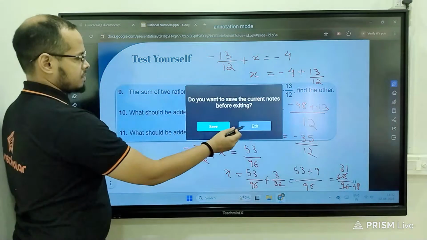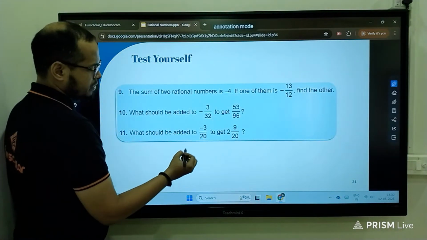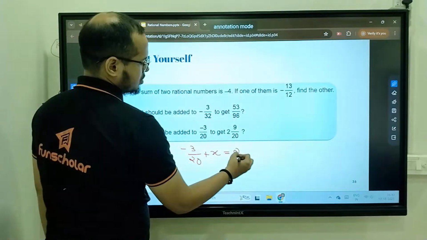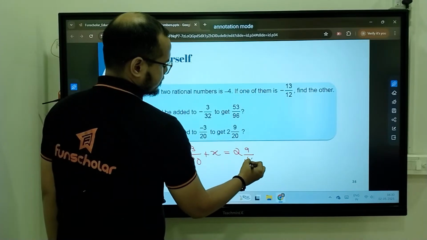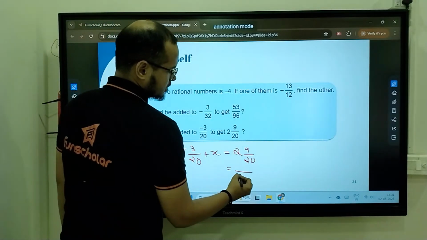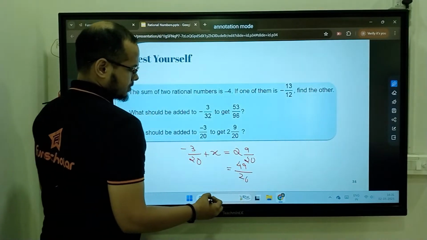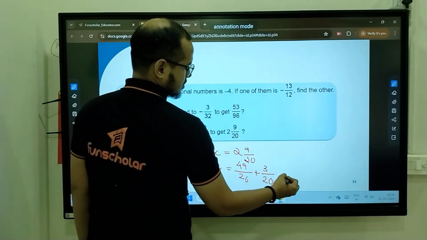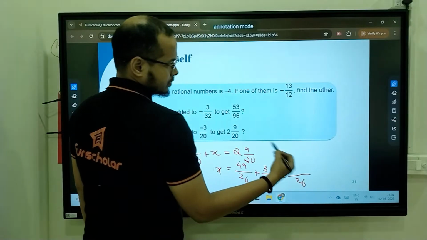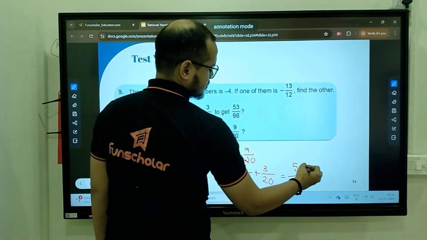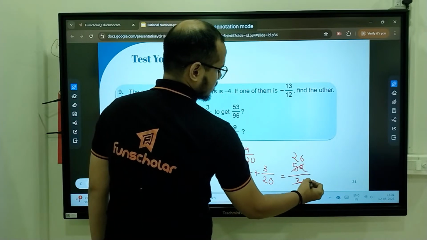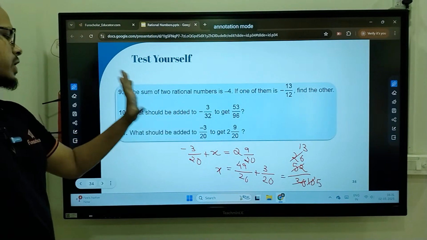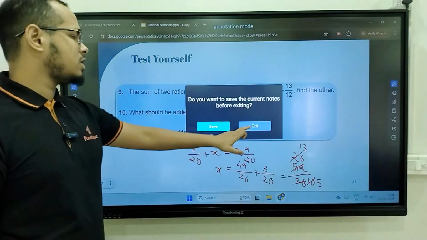Third, what should be added to minus 3 by 20 to get 2 9 by 20? Okay, 2 9 by 20 is nothing but 49 by 20. So x is going to be 49 by 20 plus 3 by 20, which is 52 by 20, which is 13 by 5. 13 by 5 should be added to this to get that. Okay, it is very easy.